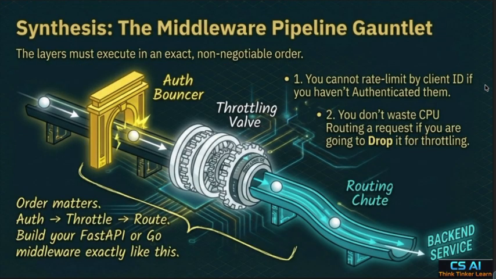Let's synthesize this into a middleware pipeline gauntlet. The layers must execute in an exact, non-negotiable order. Auth, throttle, route. Why? Because you cannot rate limit by a specific client ID if you haven't authenticated them yet. And you don't want to waste expensive CPU cycles routing a request if you are simply going to drop it for throttling half a millisecond later. Build your FastAPI or Go middleware exactly like this.